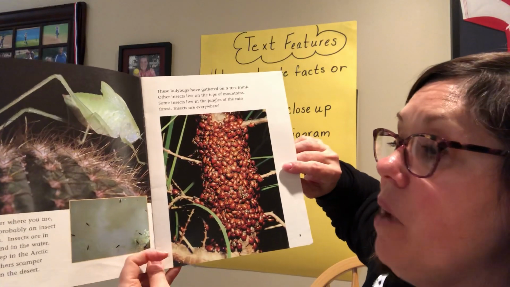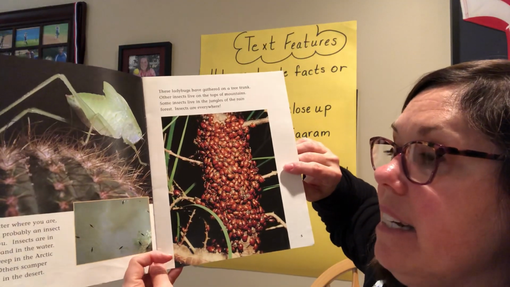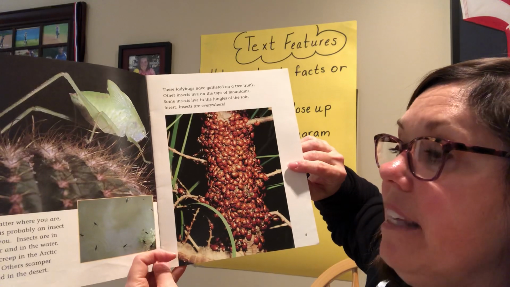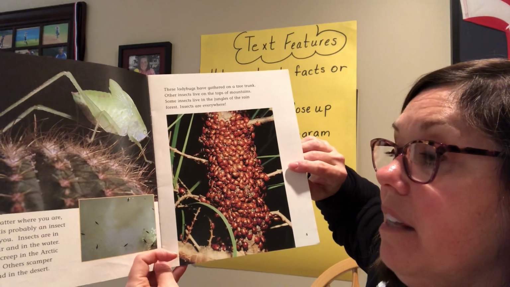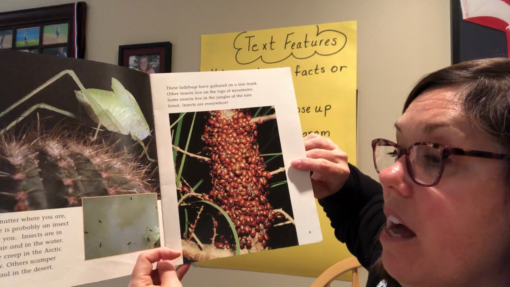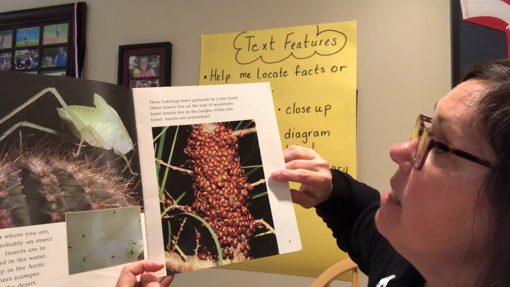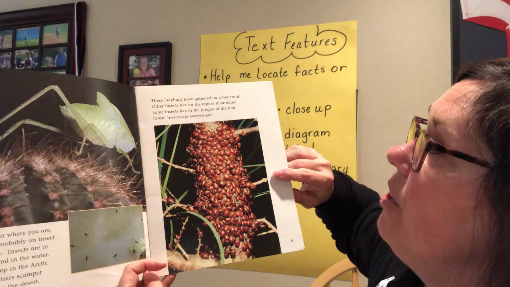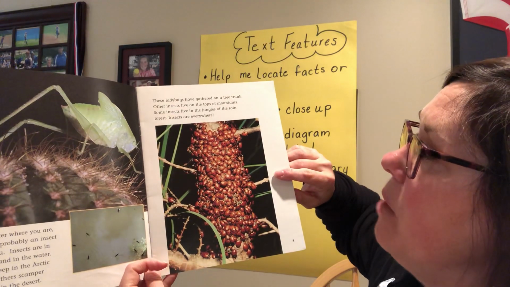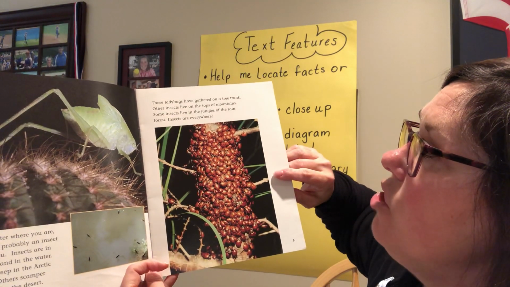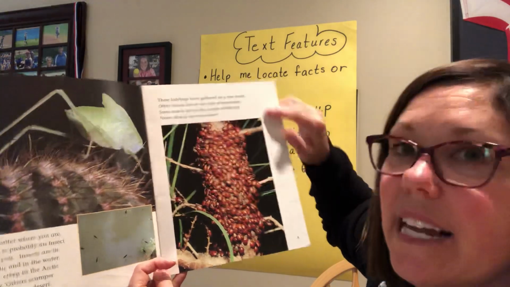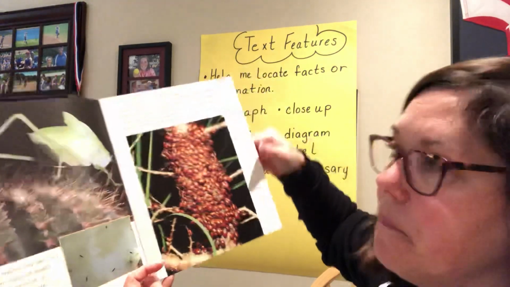No matter where you are, there is probably an insect near you. Insects are in the air and in the water. They creep in the Arctic snow. Others scamper around the desert. These ladybugs have gathered on a tree trunk. Other insects live on the tops of mountains. Some insects live in the jungles of the rainforest. Insects are everywhere.